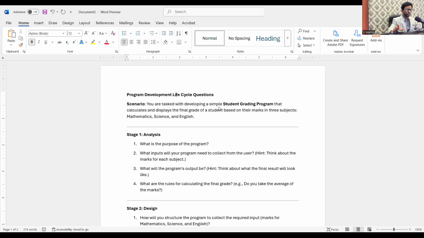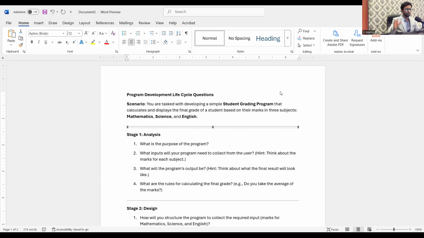So, you are given a scenario. You are tasked with developing a simple student grading program. For example, a student grading program that calculates and displays the final grade of a student based on their marks in three subjects. Those three subjects are mathematics, science, and English. So this is a piece of software that you have to create, right?